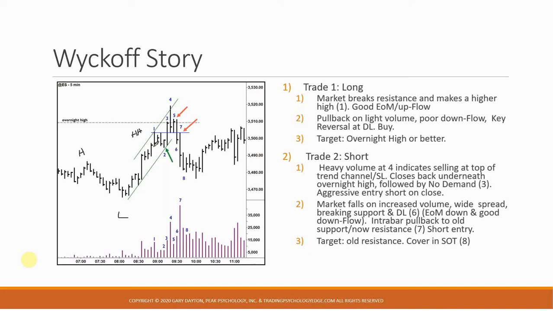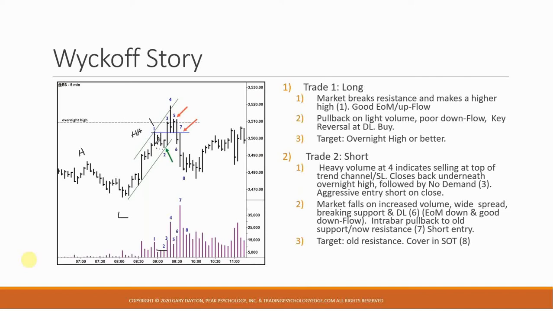Now we get a pullback on light volume. We see that it's light volume, light volume, light volume, all the way down here, all light volume. The down flow, what does that look like? We started on bar number one, it tried to go up, and then it closed down here on the lows.